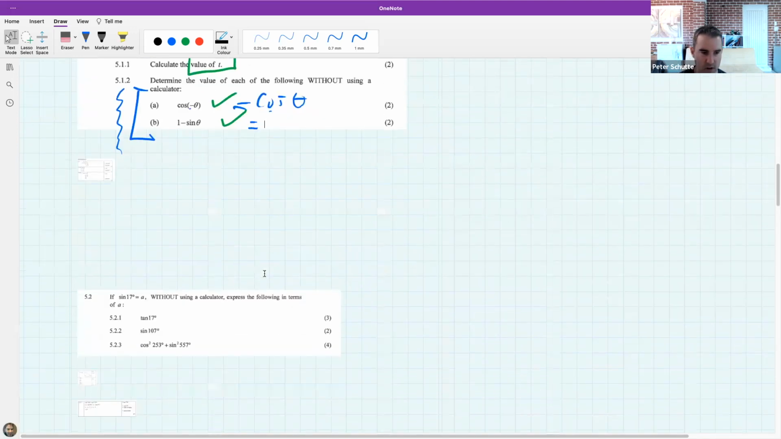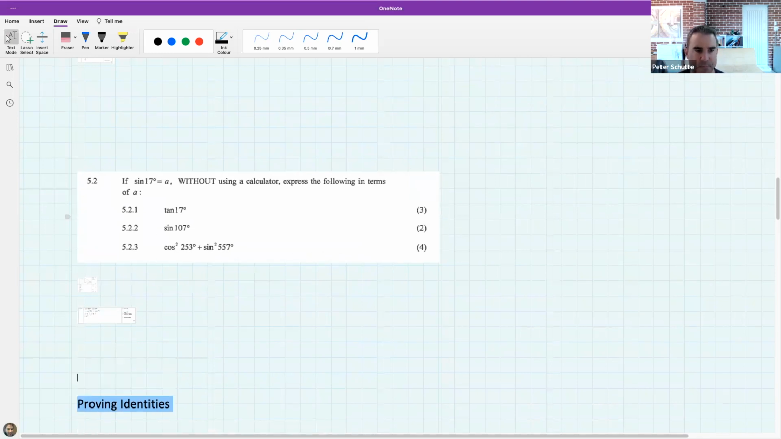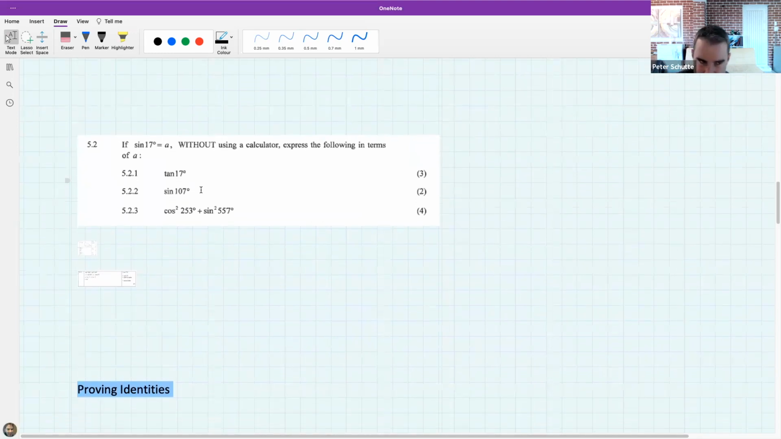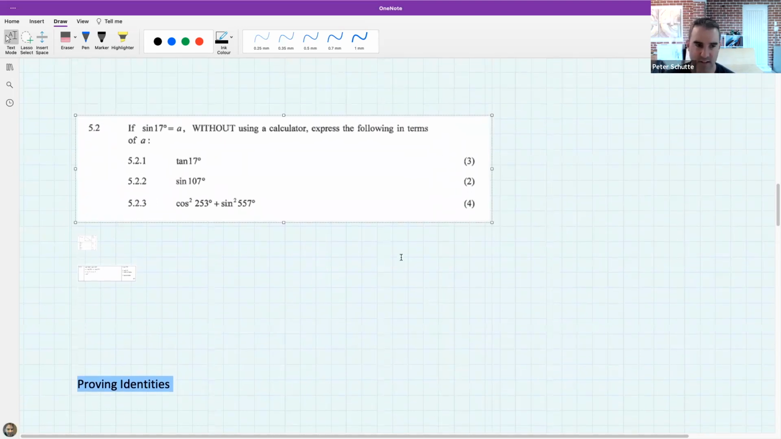Okay, so here is a different type of question that I thought would be better to spend some quality time on because it looks different. It's not that different, but just take a moment to evaluate this. It says here, if sine of 17 is A, without using a calculator, express the following in terms of A. Now, this gives students nightmares. The reason it gives students nightmares is they don't know the first step. They don't know how to make it more concrete. It's very abstract. It's like, what's A got to do with sine of 17?